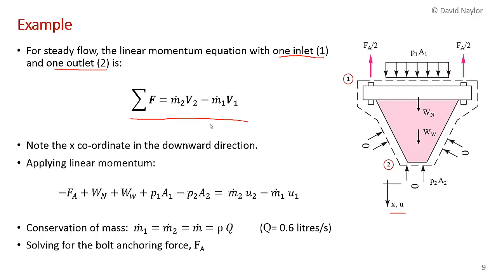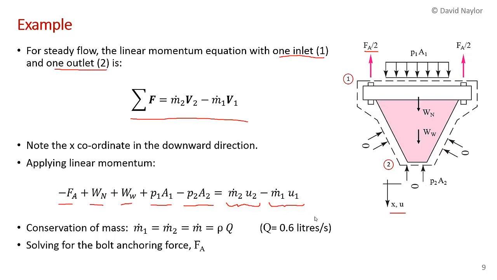So let's apply our linear momentum theorem. We have the sum of the forces. FA acts in the negative x direction, so we have a minus sign here. The weight of the nozzle acts in the positive direction. The weight of the water, and the pressure at the inlet, act downward, so in the positive direction. Pressure at the discharge acts upward. This pressure is going to be 0, but I've included it just so you can see the full expression. And that's got to equal the rate of change of the fluid momentum. This is the rate at which momentum flows out. This is the rate at which momentum flows in.